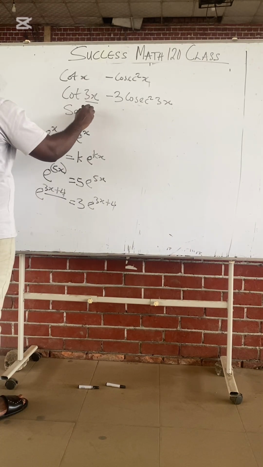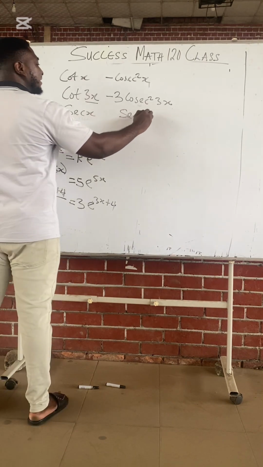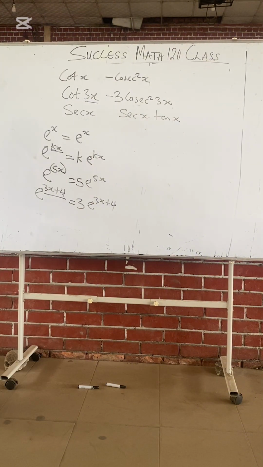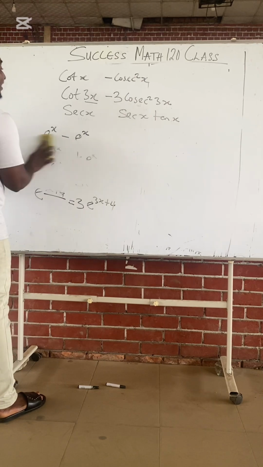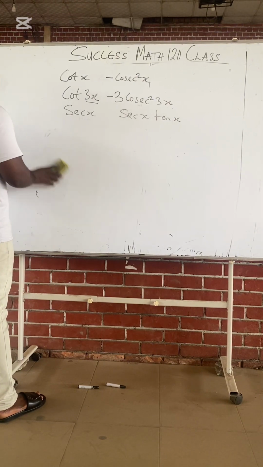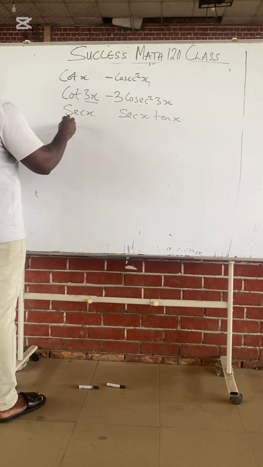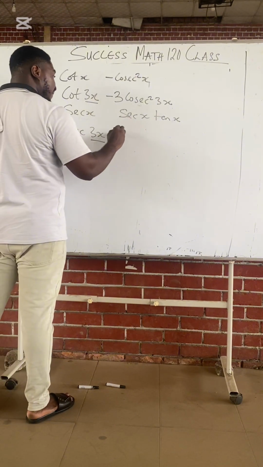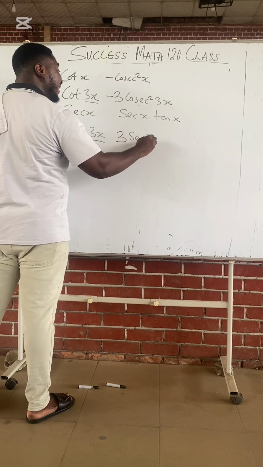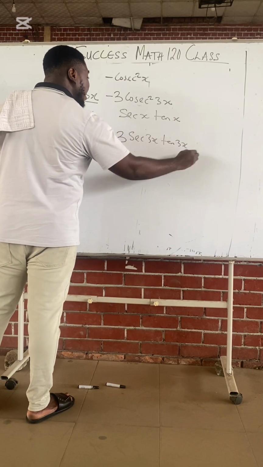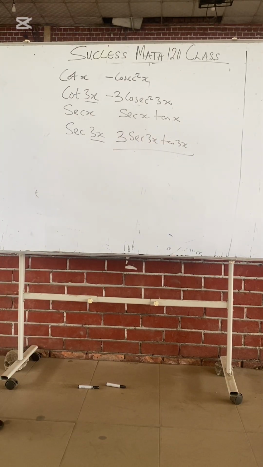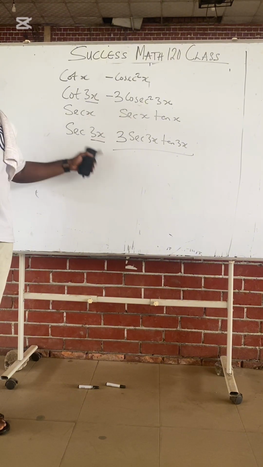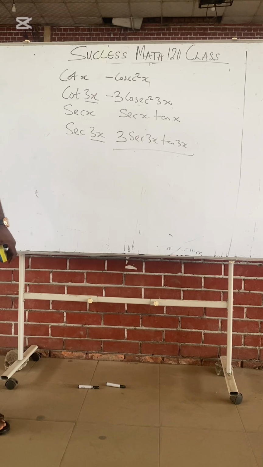Differentiate sec x. Is it not sec x tan x? Differentiate sec x, you have sec x tan x. So differentiate sec 3x. Sec what? 3x. First of all, differentiate 3x. What do you have? 3 sec 3x tan 3x. Differentiate sec 3x, differentiate 3x, what do you have? 3 sec 3x tan 3x.